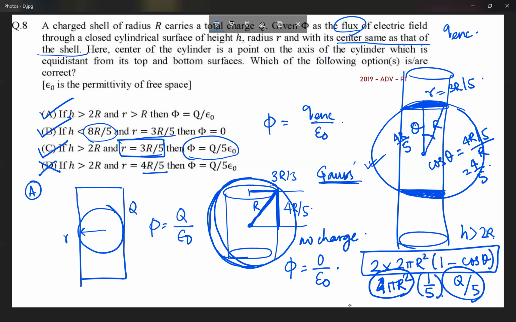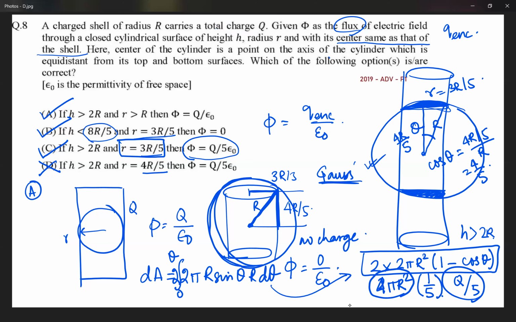If you do not know the area, then you'll have to use an integration where you write dA is equal to 2 pi R sine theta into R d theta, and you integrate it from 0 to theta and you multiply that by 2 because there is a lower cap and there is an upper cap. Doing that integration will give this result. So options A, B, and C are correct. Let's move to the next question.